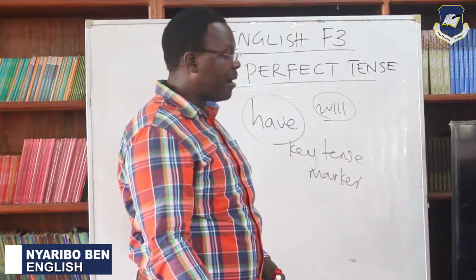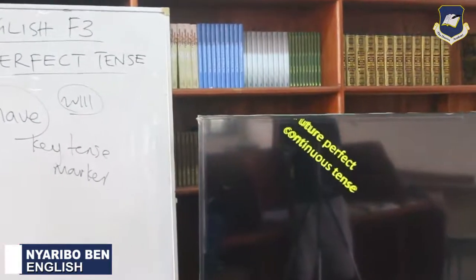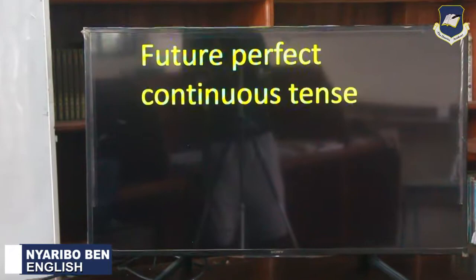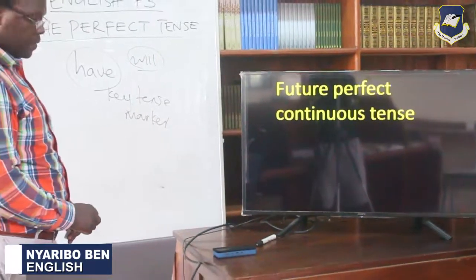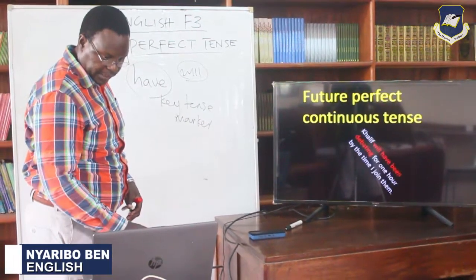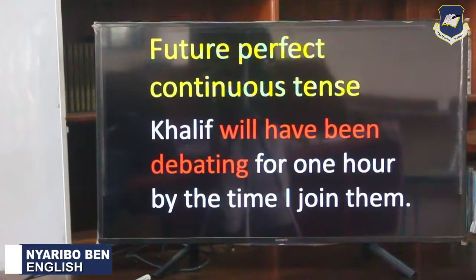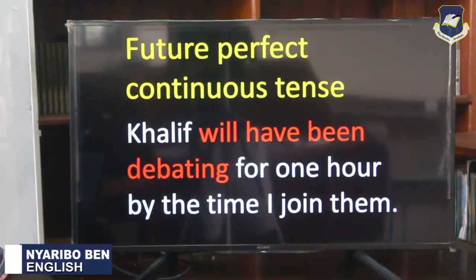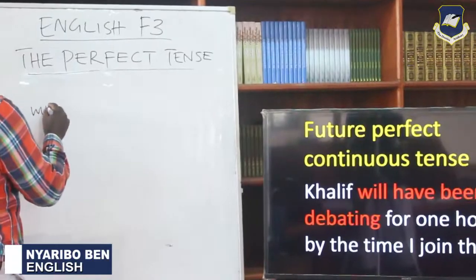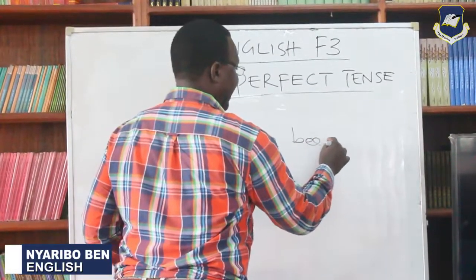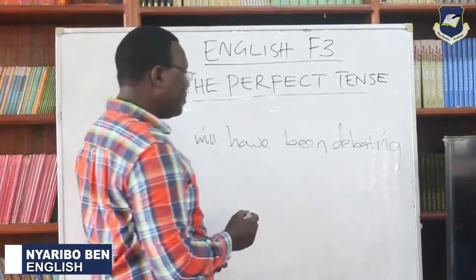Here we have future perfect continuous tense. How do you go about it? Look. Caliph will have been debating for 1 hour by the time I joined them. Caliph will have been debating. If you look at that, will have been, then debating, will have been debating.